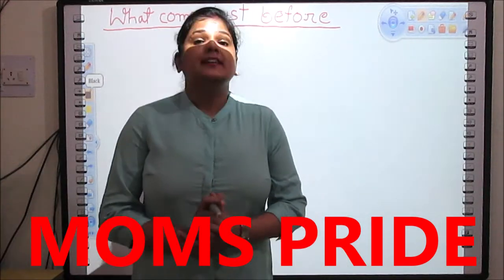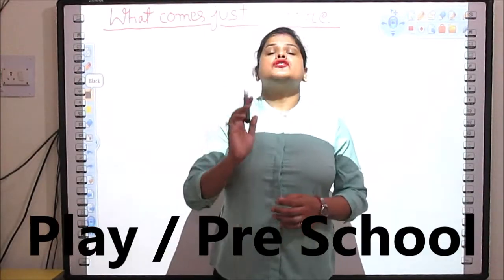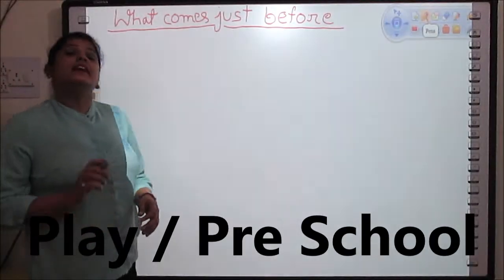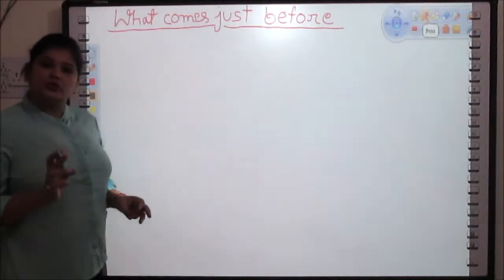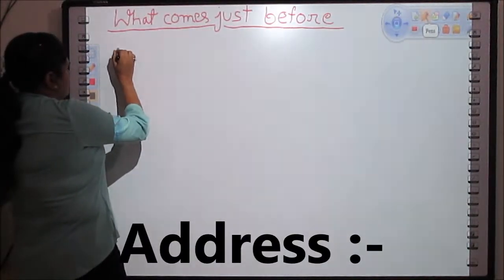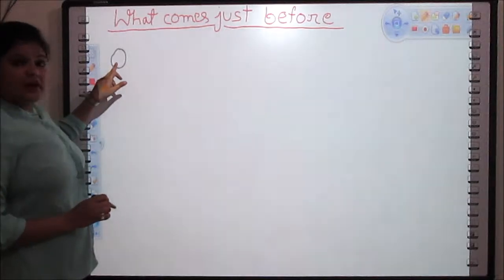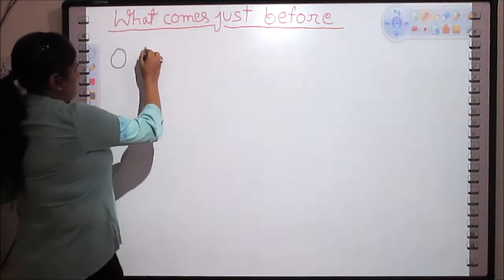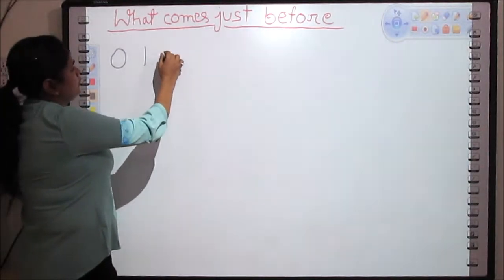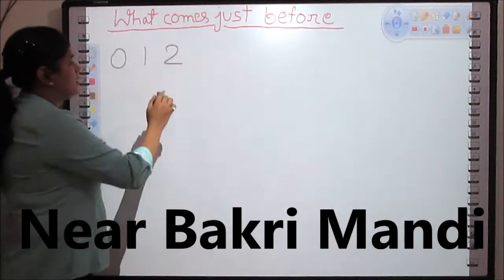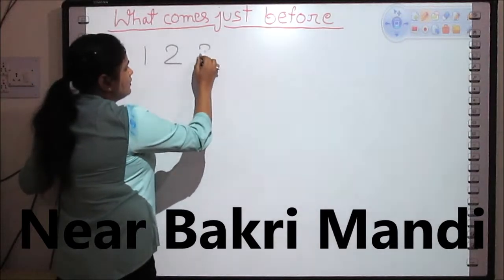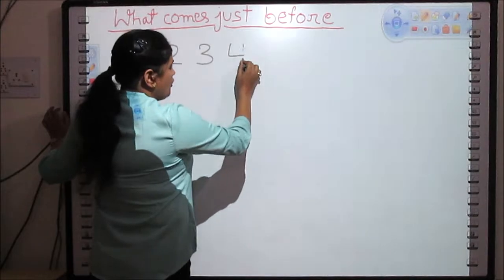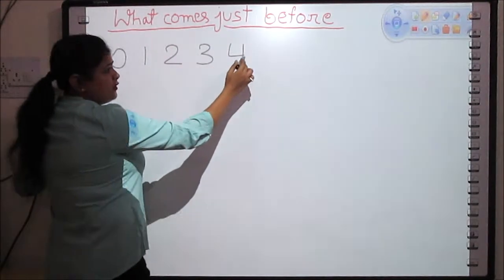Now, let's learn what comes just before with the help of numbers. Let's write the number 0 to 20. Which number? 0. After 0, 1. After 1, 2. After 2, 3. After 3, 4.